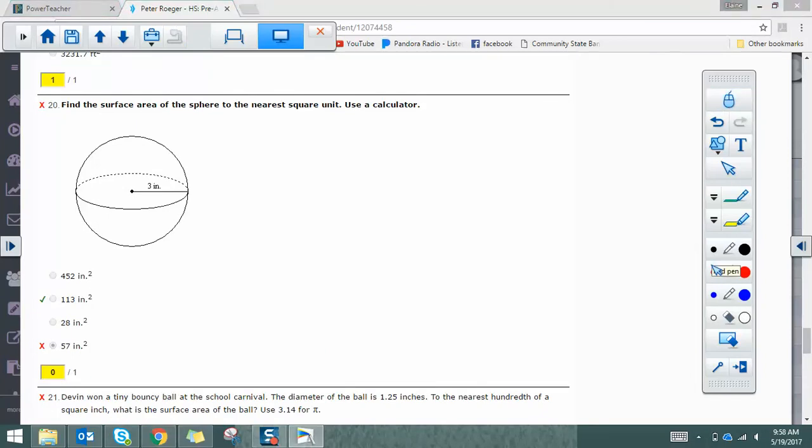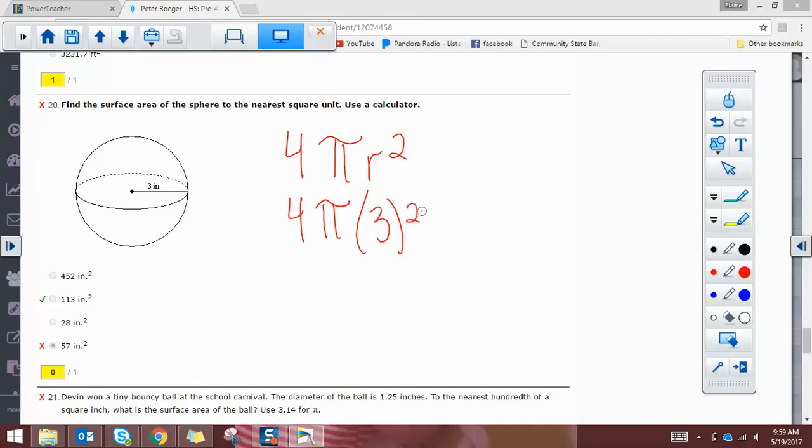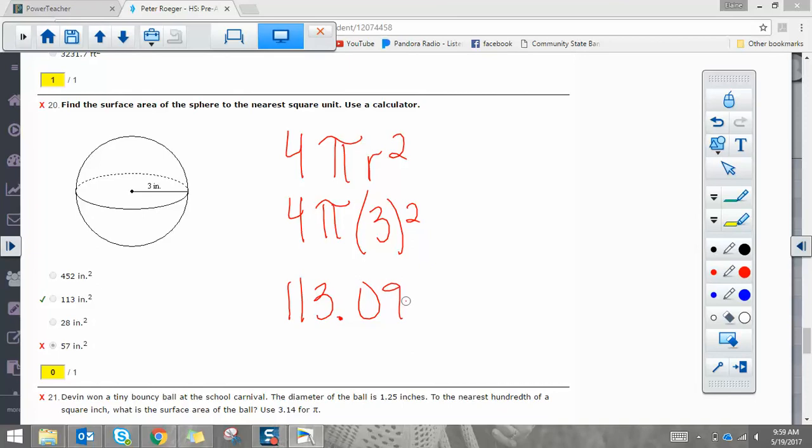Next question is surface area of a sphere. So the formula for surface area of a sphere is 4 pi r squared, and you're given the radius here of 3 inches, so it's 4 times pi times 3 squared. So typing that in the calculator, 4 times pi times 3 squared is 113.09. So that's 113 inches squared.